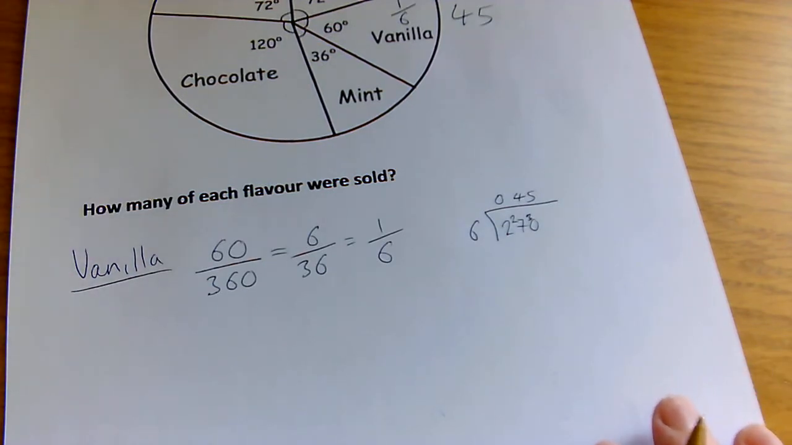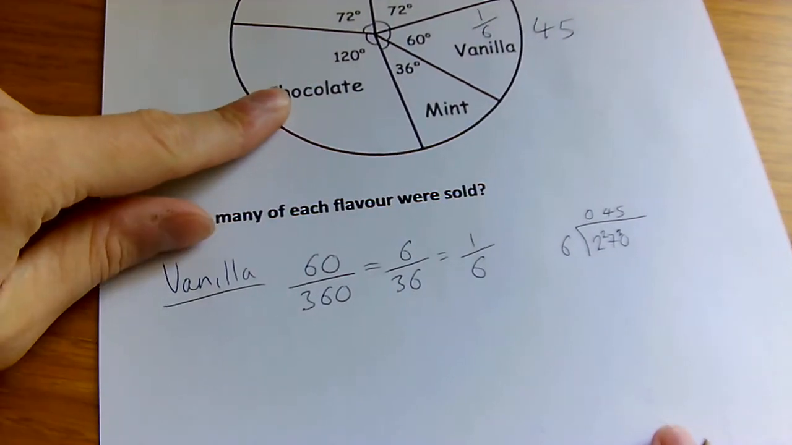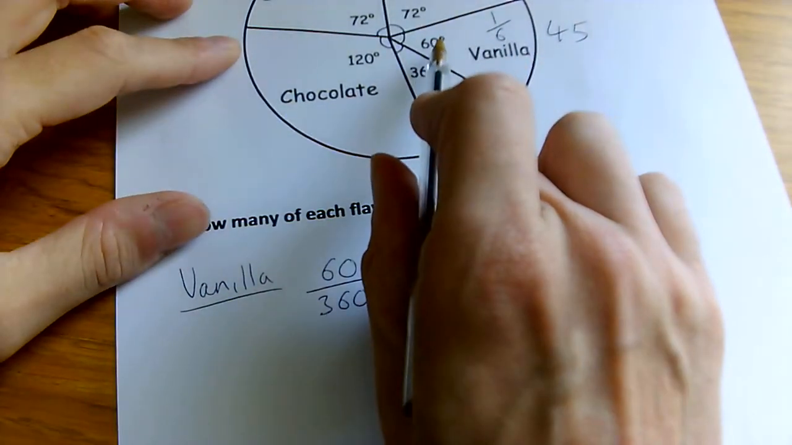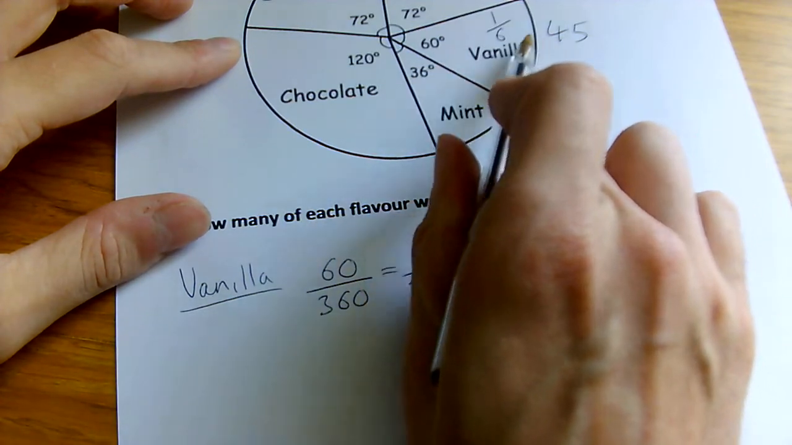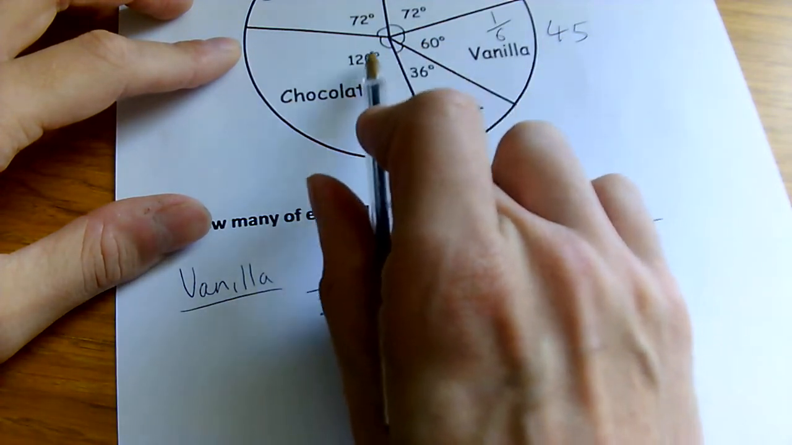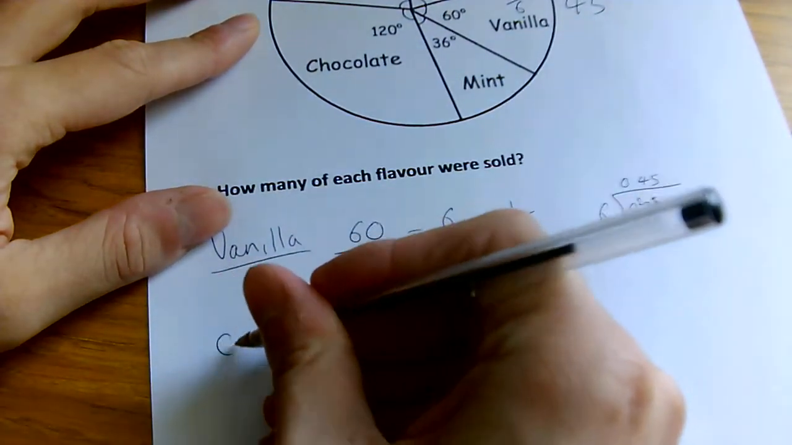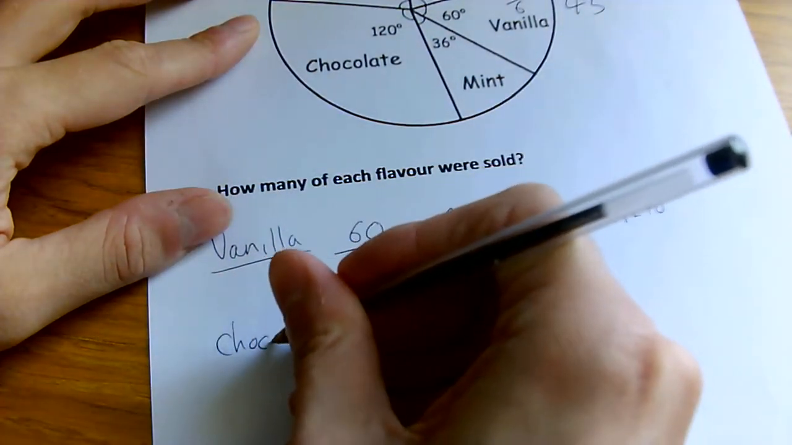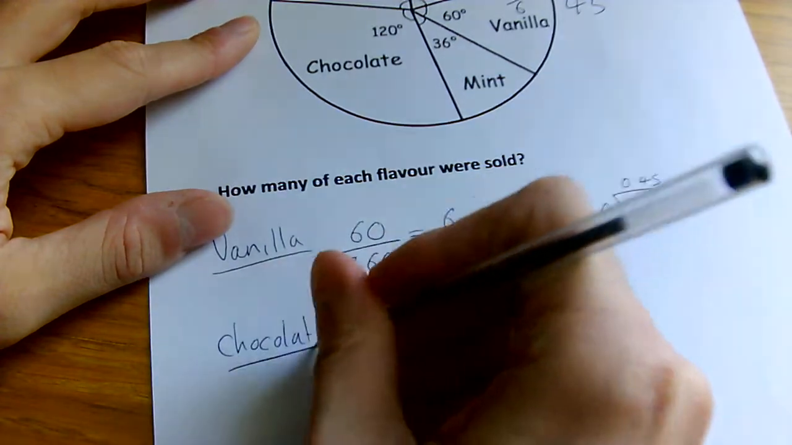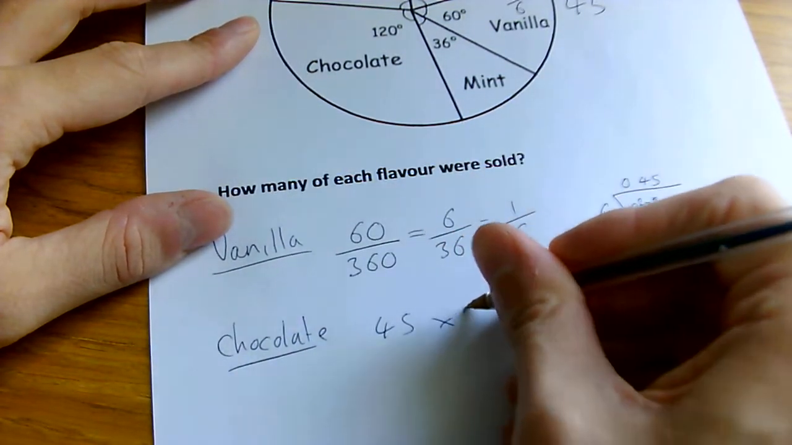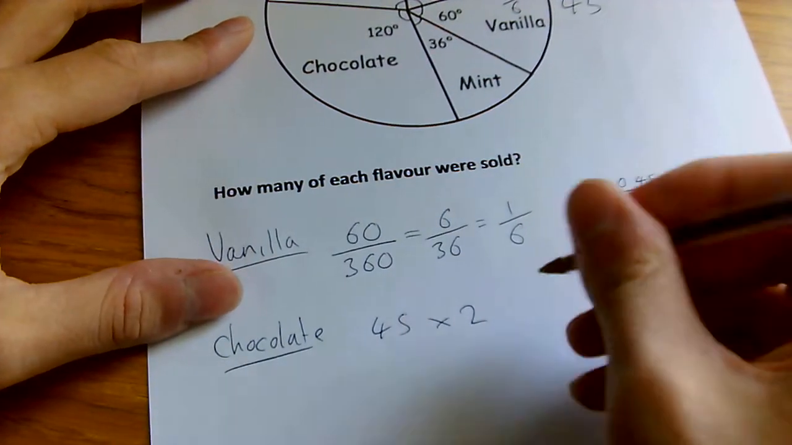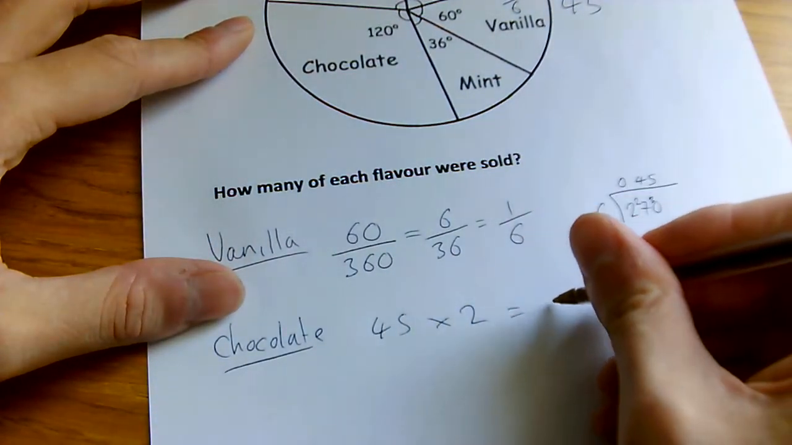Now I'm going to maybe cheat a little bit here and go over to the chocolate and realize that, well, if vanilla is 60 degrees and that's 45 people, chocolate is 120 degrees, that's double 60. So I think we can do a little shortcut and do 45 multiplied by 2, because it's just double the size, so it'll be double the number of people, and that gives us 90.